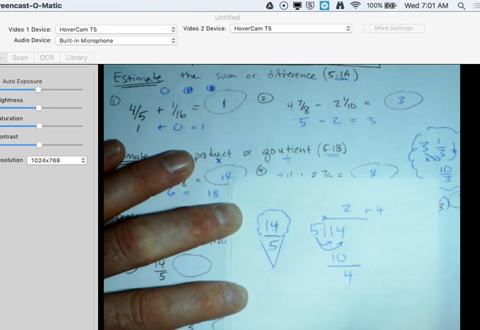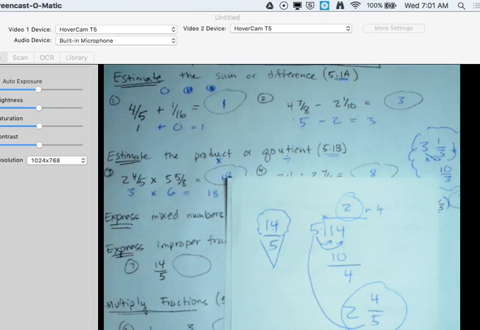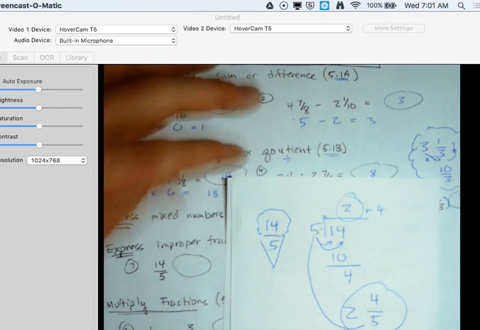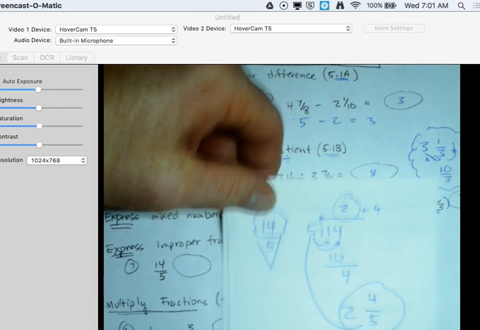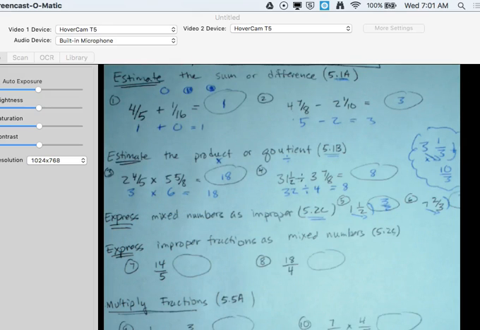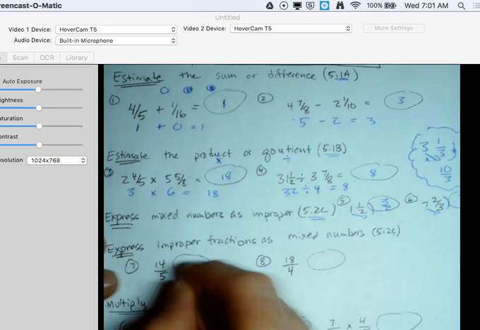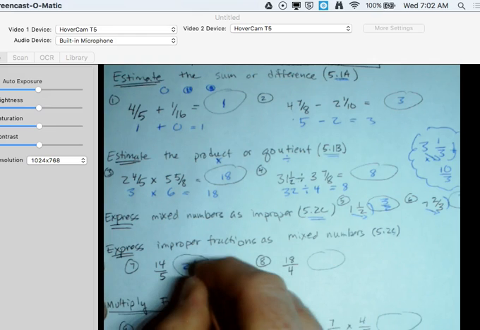Well, the remainder becomes the numerator. So here's our answer. We have 2 wholes, and our remainder is how many parts out of 5 we have. So there is my 2 4/5. There's a quick tutorial on improper fractions and division. All right, so this one, as we just did, it's 2 4/5.